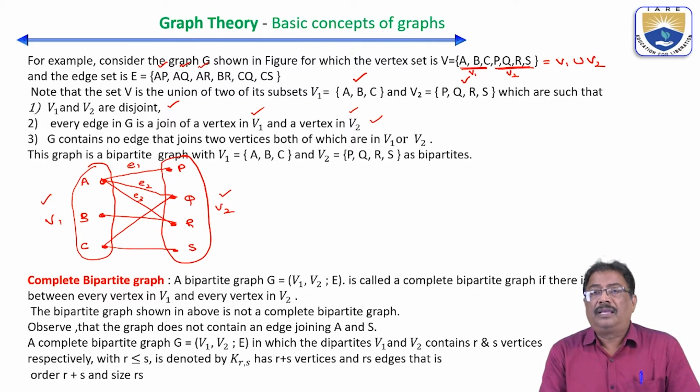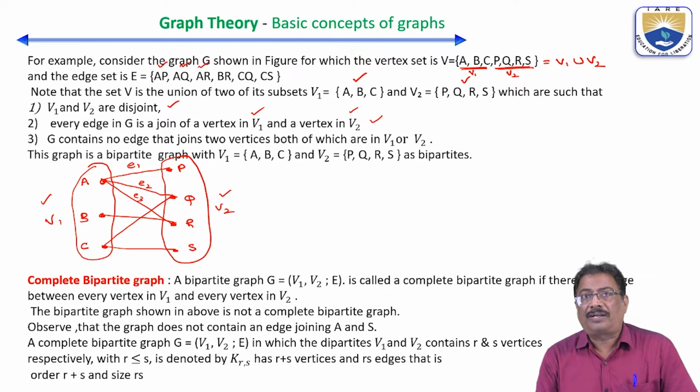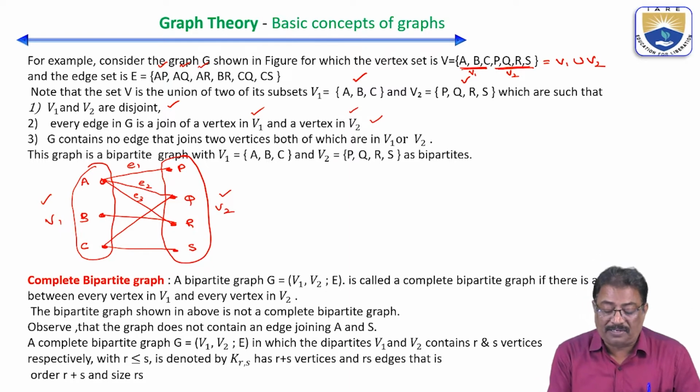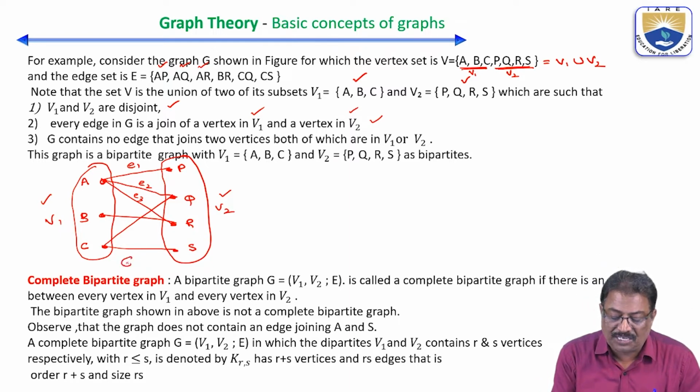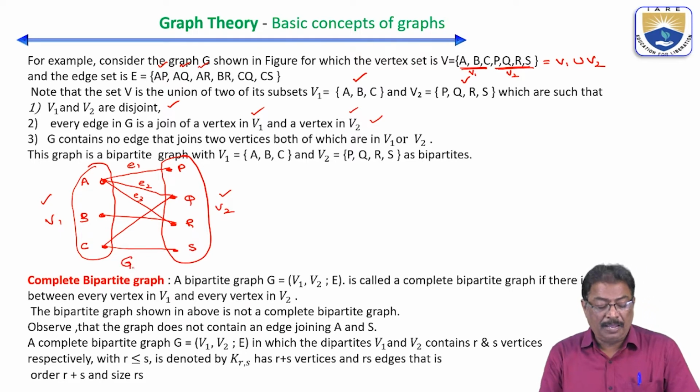So a graph is said to be a bipartite graph when the vertex set is partitioned into two sets, and every edge in the graph goes from a vertex of V1 to a vertex of V2, and there is no edge between the vertices of V1 or between the vertices of V2. Such a graph is known as a bipartite graph. So we call G a bipartite graph.